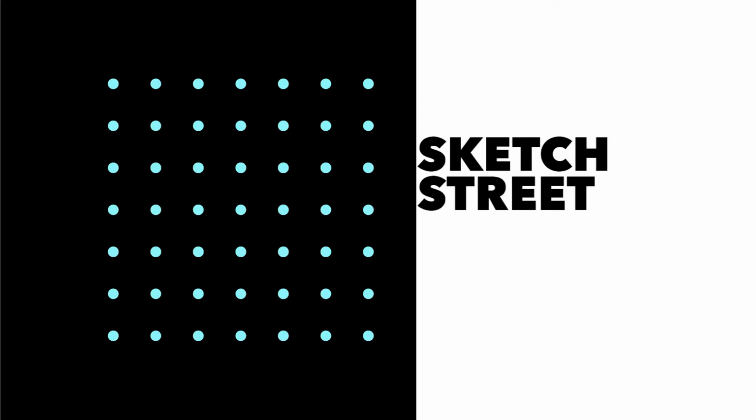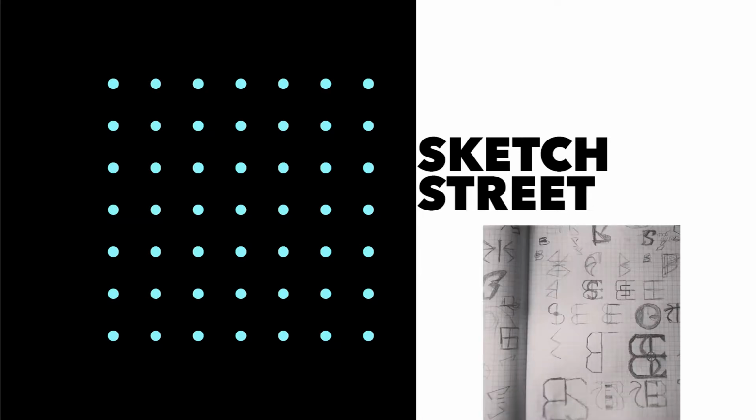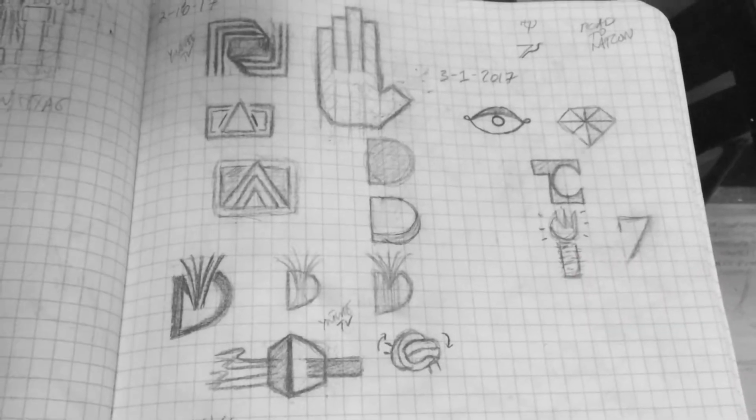Sketch Street. The design process itself should start with pencil and paper. Usually that's how mine starts. It's important for your future sanity. This is where you take all the information, all the notes you've collected, and make it visual.